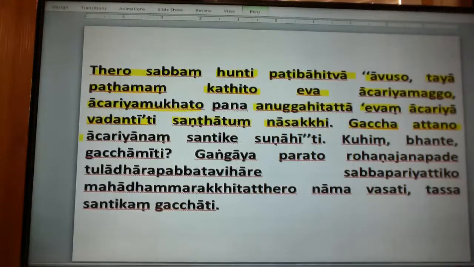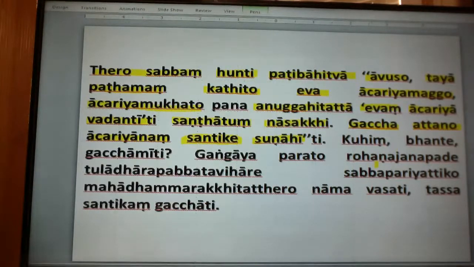Atano Achariyana Sandike. Atano means my Acharya, which means the teacher, and Sandike means to them. So go to my teacher and Sunahi. Sunahi means learn. So you go to the teacher and then learn. So he gave the advice.